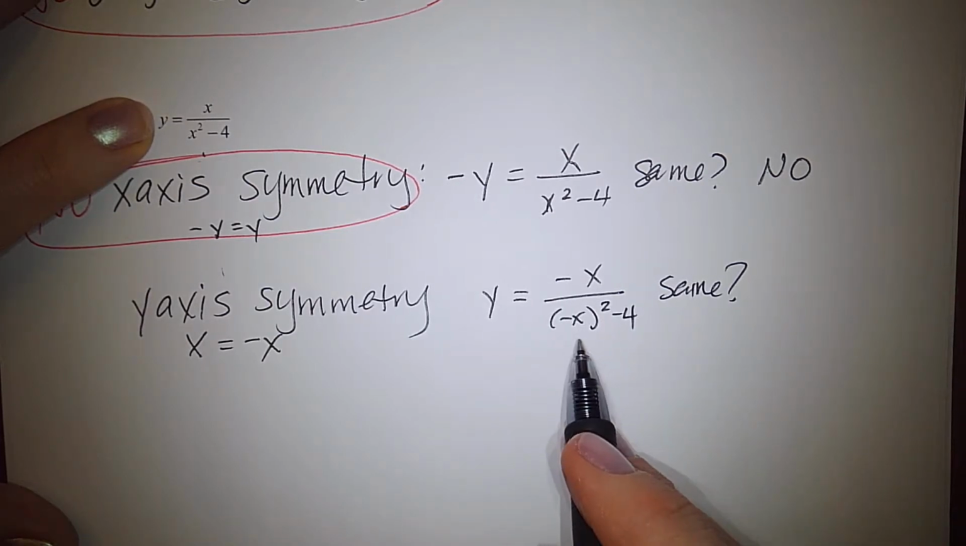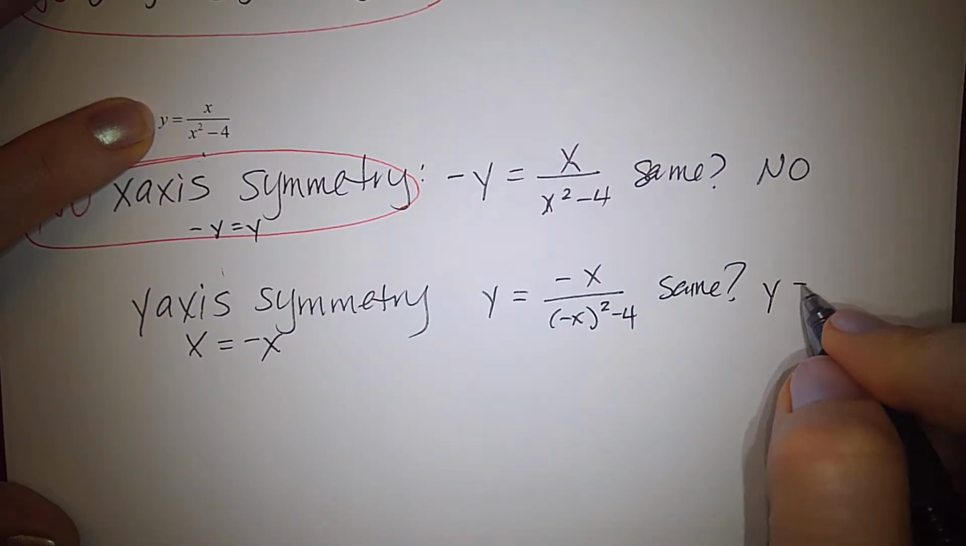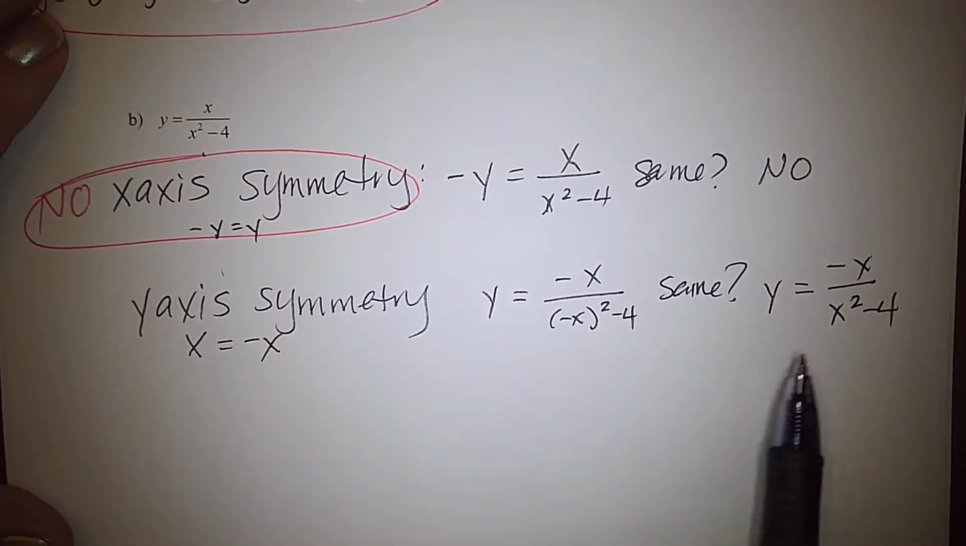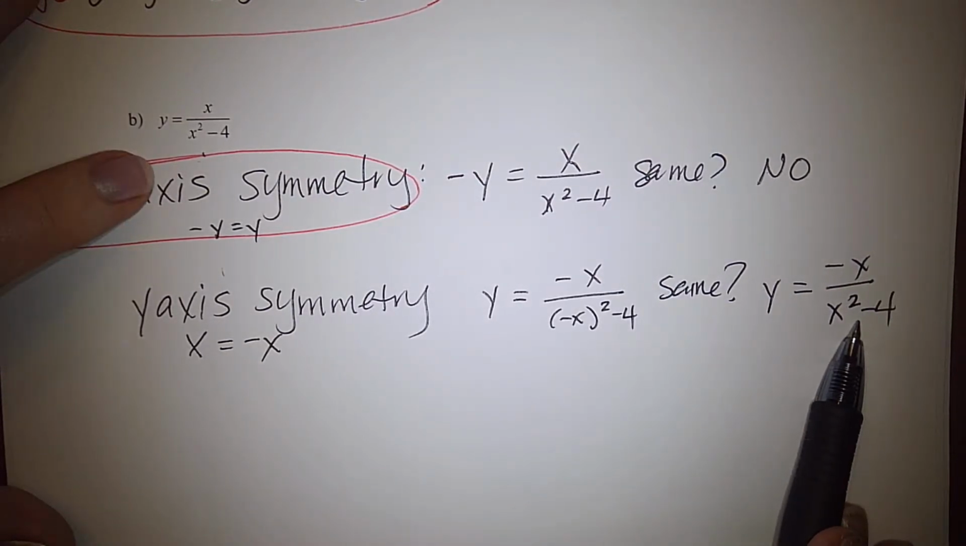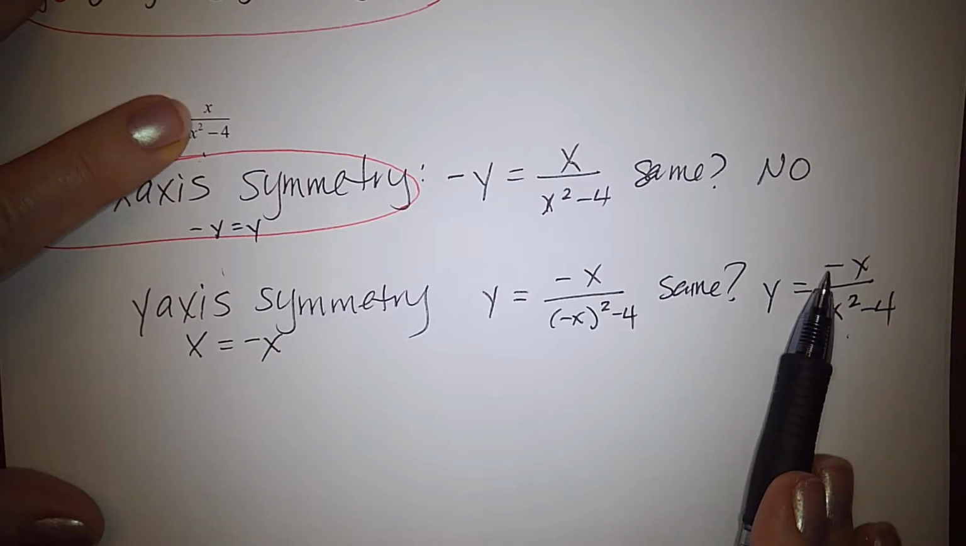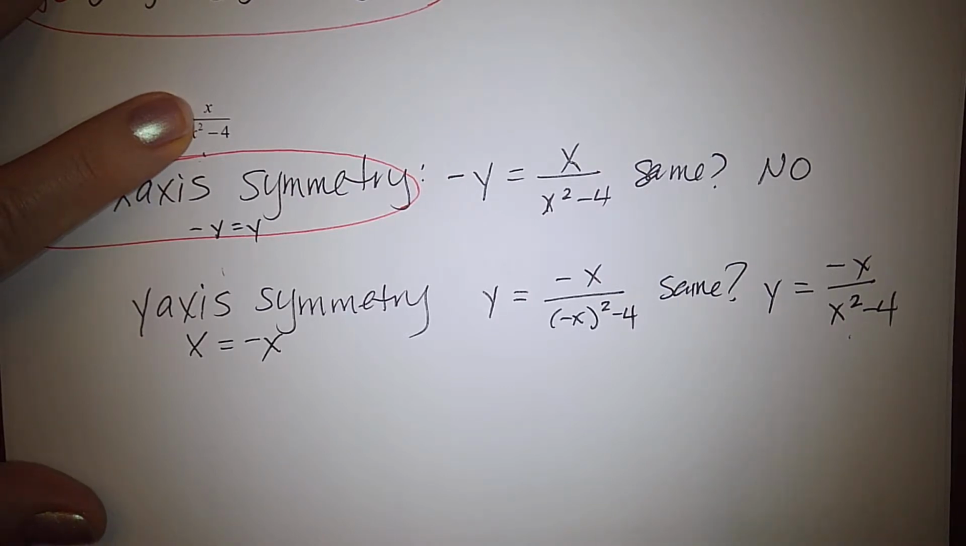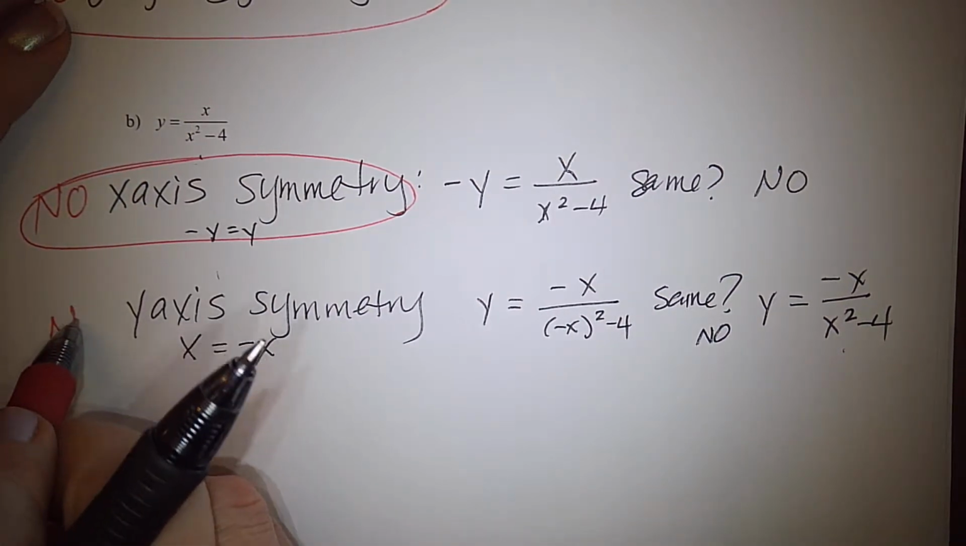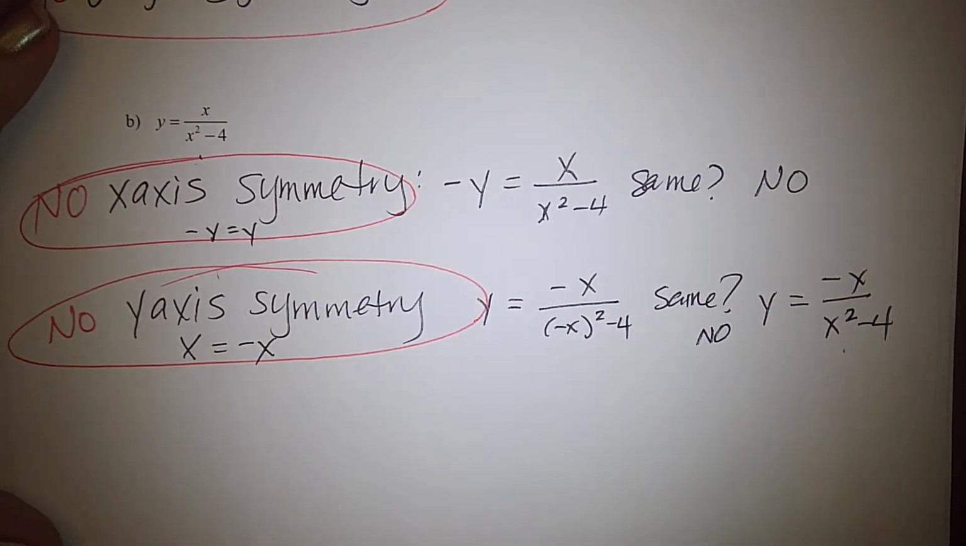Well, let's get rid of parentheses. So this becomes y equals negative x over x squared minus 4. Well, it looks like the denominator and the left side are the same, but the numerator is now negative. So I would say, no, this is not the same, so we do not have y-axis symmetry.